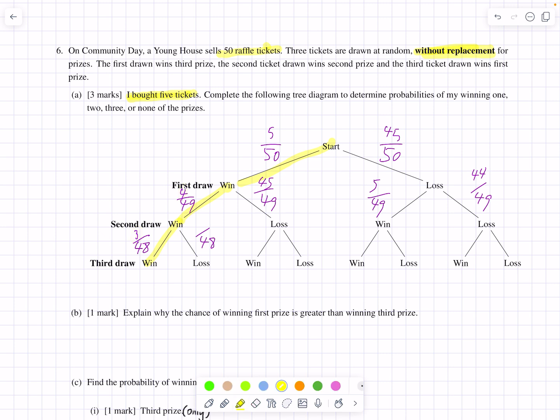And working with these two now, so we've got 3 out of 48 on the left, and on the right must be how many out of 48 to get both of them to add to 48 out of 48? 45 out of 48.